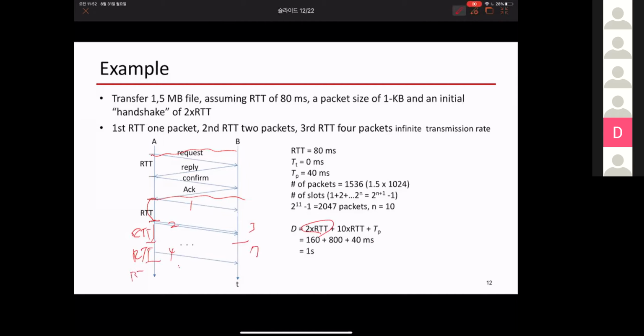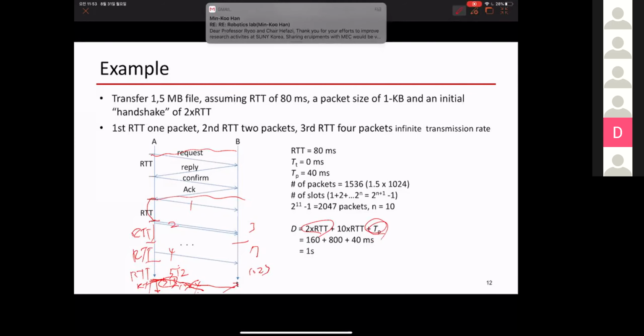Okay, repeat. In the 10th RTT, I solved 512. Until now, I've solved 1023. Clear? And now I'm at the tail of it, and what I have to transfer is 513. In a given RTT, I can send 1024, but I don't need to fully use one RTT, and one propagation time will be able to solve 513. Clear? That is why I only add this TP.